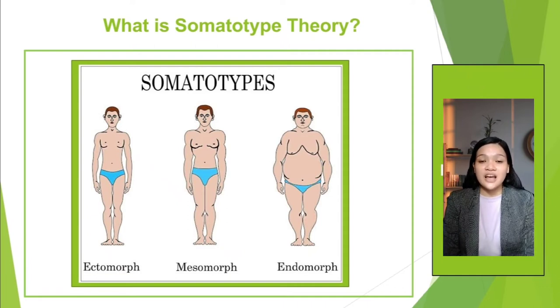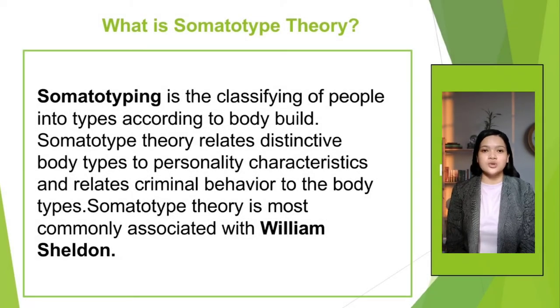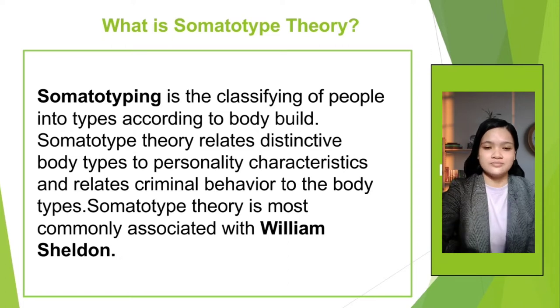So now, let us know the definition of somatotyping theory. What is somatotype theory? Somatotyping is the classifying of people into types according to body build. Somatotype theory relates distinctive body types to personality characteristics, and relates criminal behavior to the body types. Somatotype theory is most commonly associated with William Sheldon.